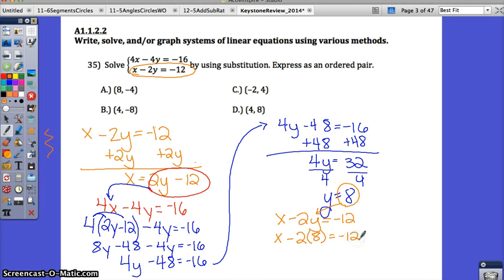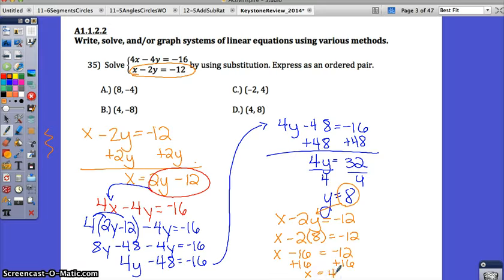Now my recommendation with substitution is always use parentheses. Sometimes you need them, sometimes you don't. But if you always use them, then you won't make a mistake on that. Negative 2 times 8 is a negative 16 or a minus 16 equals negative 12. Then we add 16 to both sides and we're left with x equals 4.